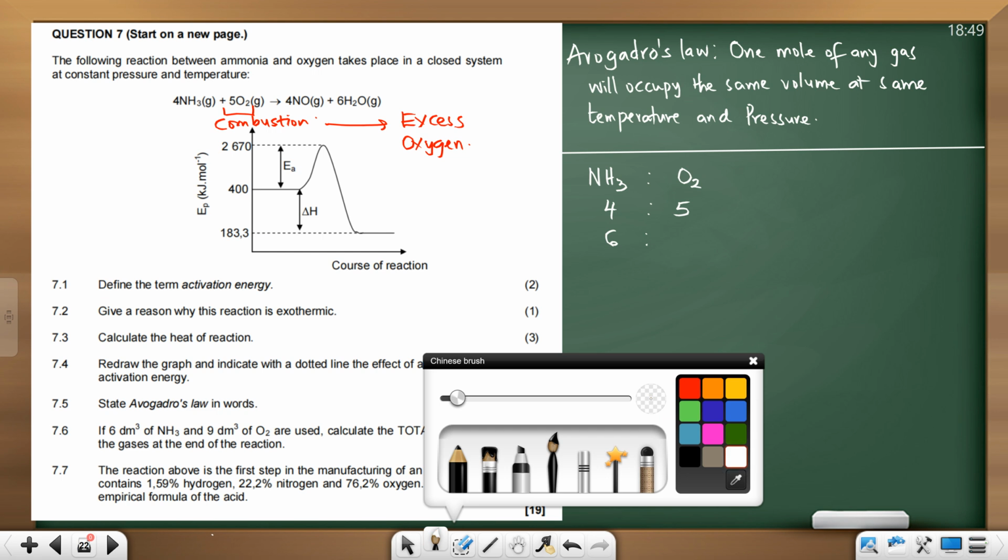All right, how many moles will react? So 6 would then be what? What would it be?